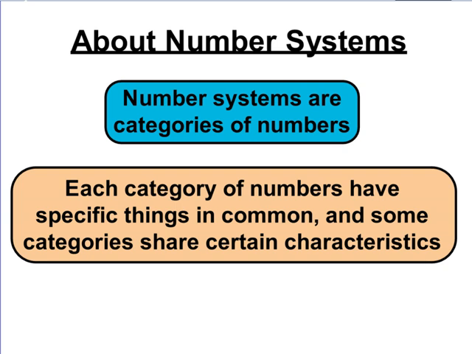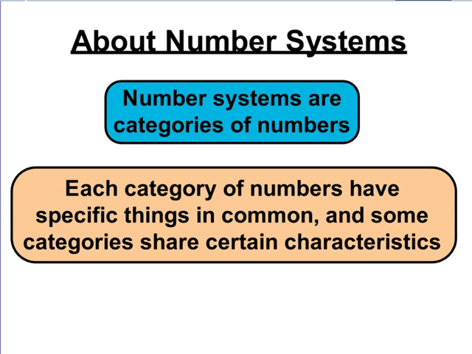Okay, so what are number systems? I just kind of explained. They're categories of numbers. So just like you can categorize pretty much anything, we can categorize numbers based on their characteristics. So each category of numbers is going to have specific things in common. And again, some categories are going to kind of overlap.